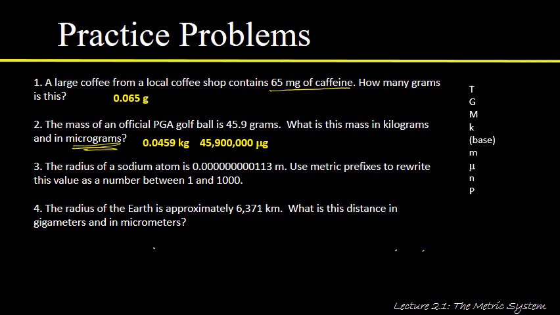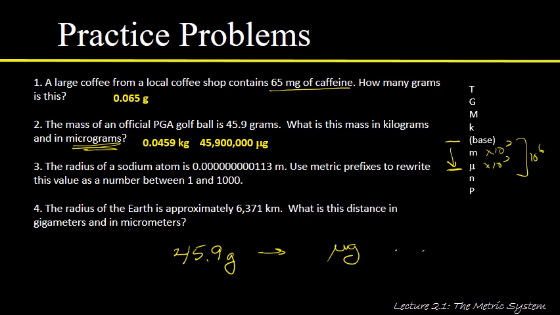So we've got 45.9 grams, and we want to go to micrograms. That means we're going from the base unit, and now we're going 2 steps, right? We're jumping down 2 prefixes, right? So that means this is 10 to the 3rd, this is 10 to the 3rd, so that whole jump is 10 to the 6th. That means we've got to move the decimal 6 spots.